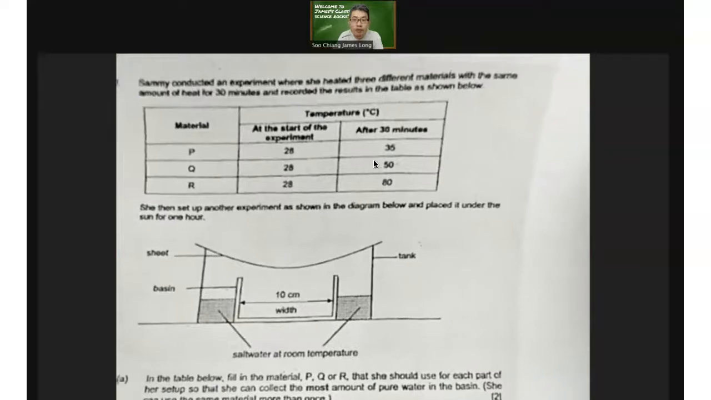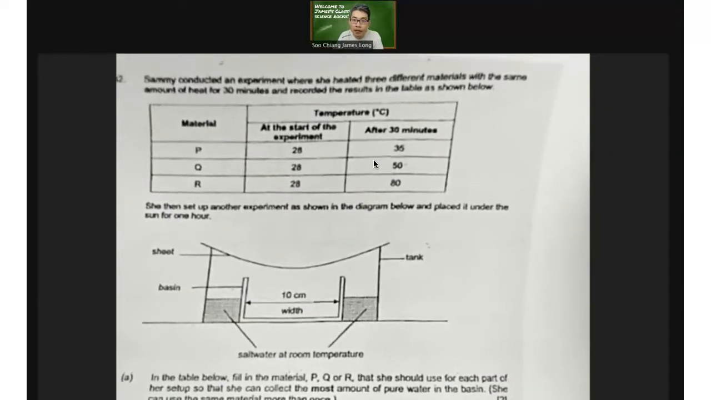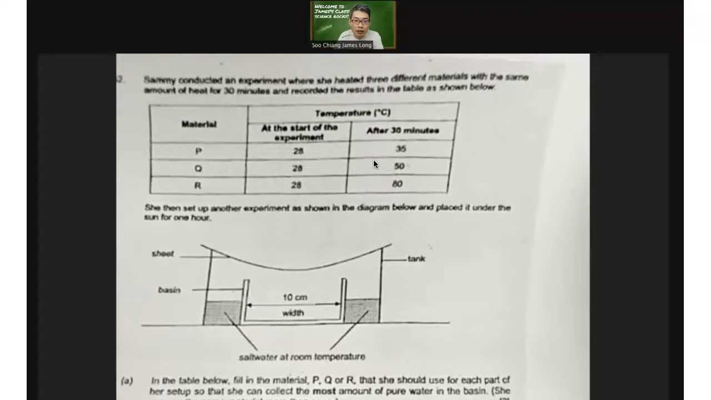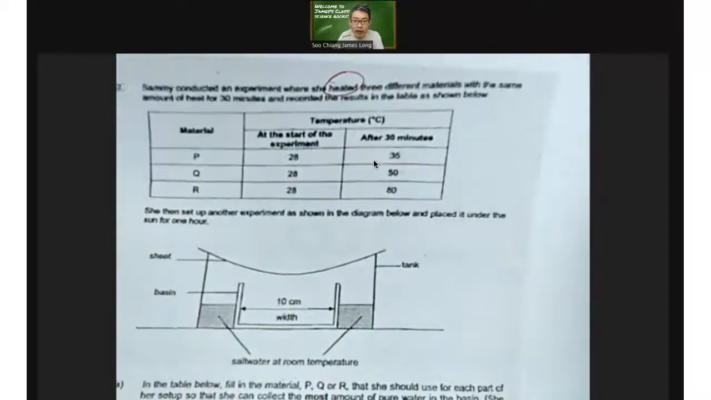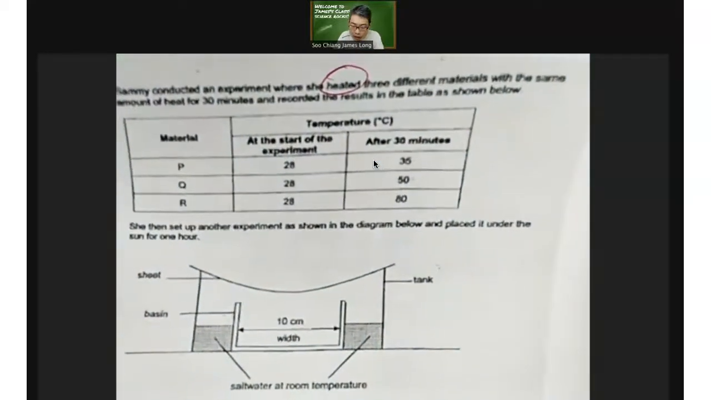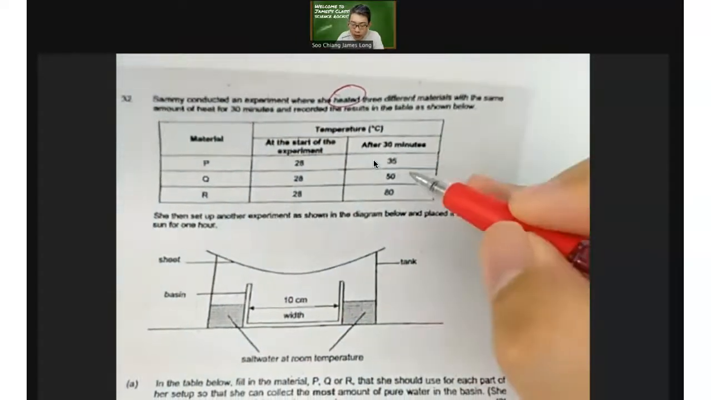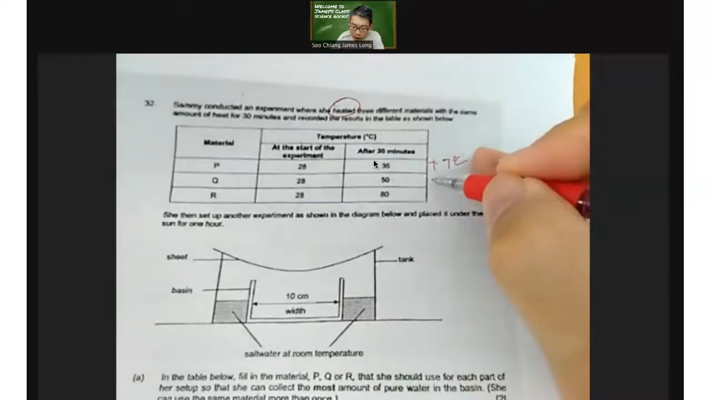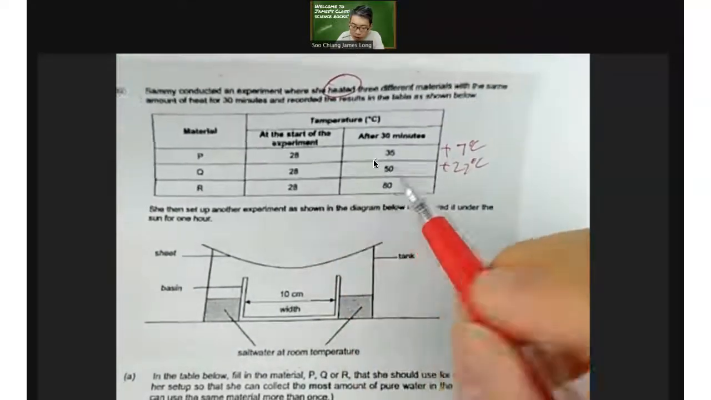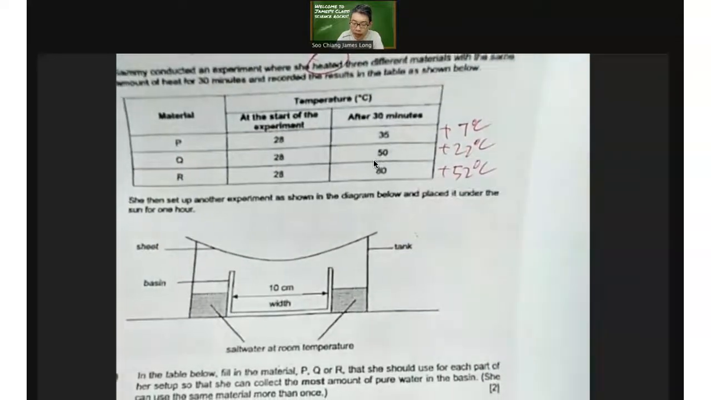Okay, again, you need to read out because it's not very clear. Sammy conducted an experiment where she heated 3 different materials with the same amount of heat for 30 minutes and recorded the results in the table below. So heating, right, is about conductivity of materials, I think. Start of experiment, the temperature is the same at 28 degrees Celsius. At the end, they all increased, but this one increased by only 7 degrees Celsius. This one increased by 22 degrees Celsius. This increased by 52 degrees Celsius, to 80.